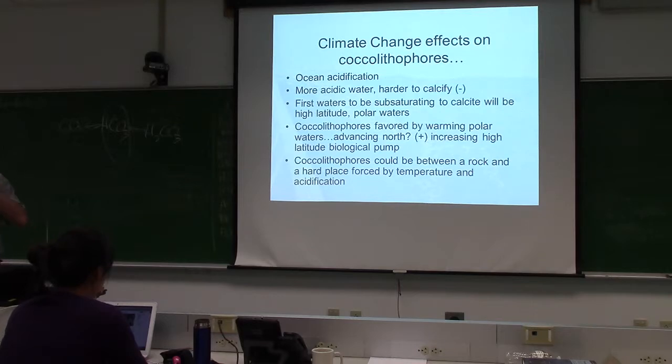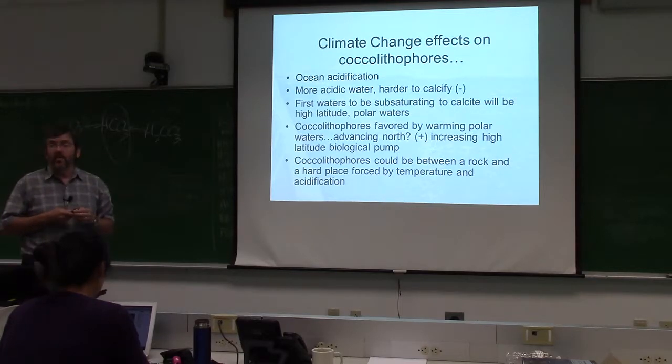So, climate change effects. It's happening. The climate is changing, and things like ocean acidification are happening. There's more acidic water. It's harder for these organisms to calcify. First waters to be subsaturating to calcite will be high latitude polar waters, and this is related to the chemistry of the bicarbonate system, but that's a fact of life. There are areas in polar waters now that are very close to being subsaturating for aragonite, and they are getting close to subsaturation for calcite.